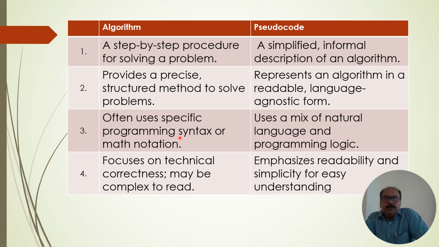Algorithm specifies the programming syntax or the mathematical notation for that. Pseudocode is a blend, a path or a way in between both the algorithm and the programming language. You have a programming language that is going to be completely executable. You have an algorithm that simply states the logic.